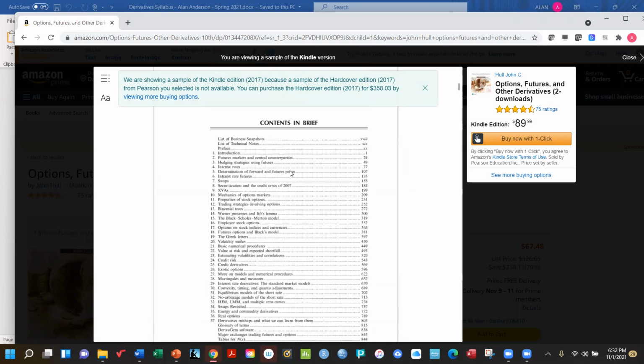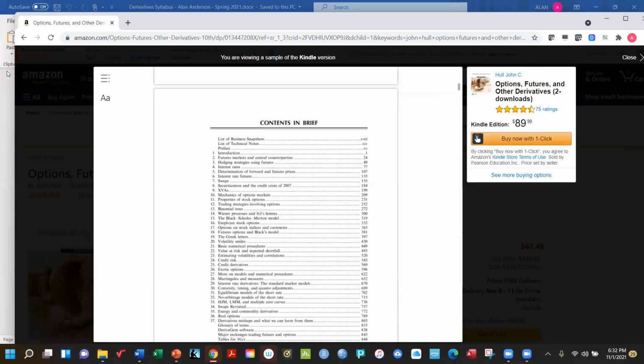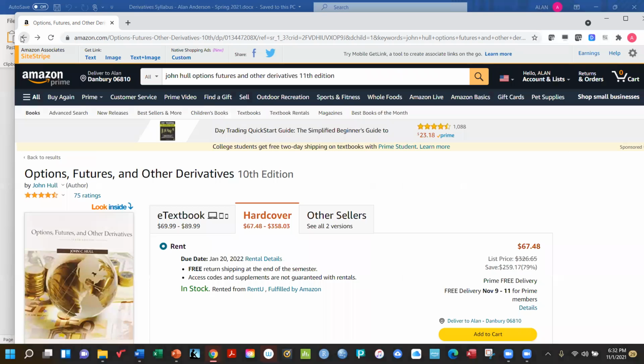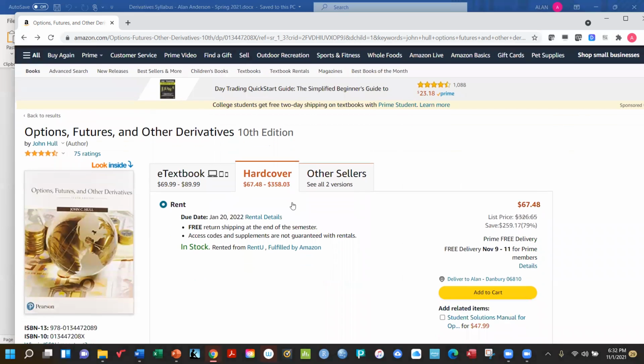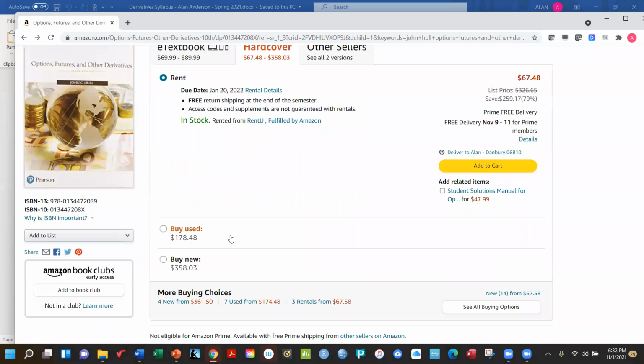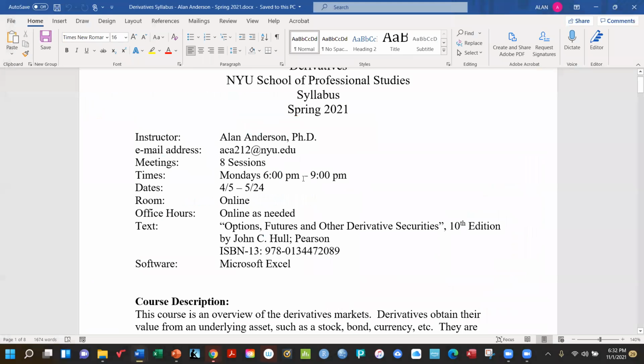Because this is the gold standard for all derivatives textbooks. It's not that there aren't any others. It's just that, let's just say this is the guy you want to go to. So that's the book that I'm using with my slides. In other words, the slides are based on Hull's book.